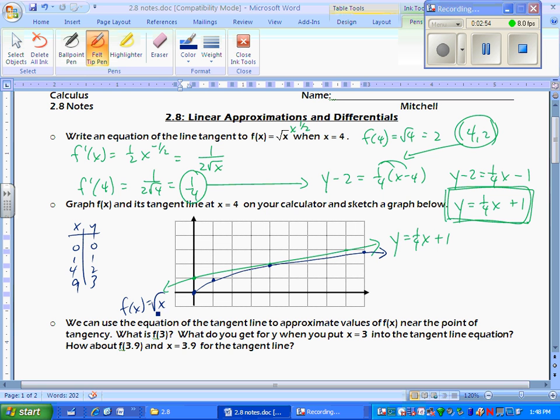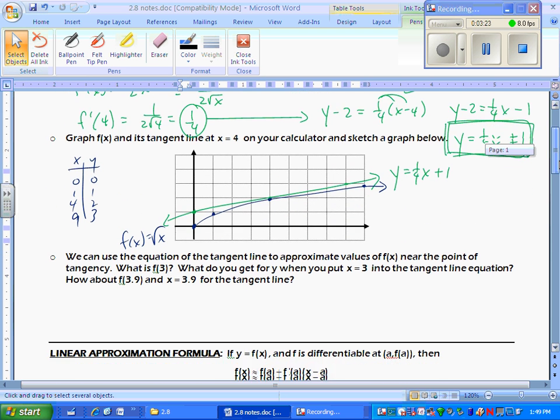So the blue graph is square root of x. The green graph is our line. Now you can see, right near the point of tangency, this green line, the tangent line, is really close to the blue graph on both sides. So they're going to be pretty close values. We're going to use this green line to approximate values near x equals 4.